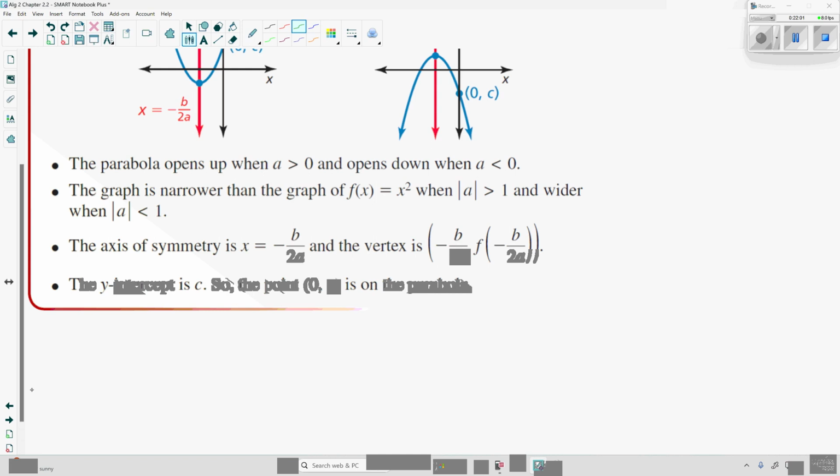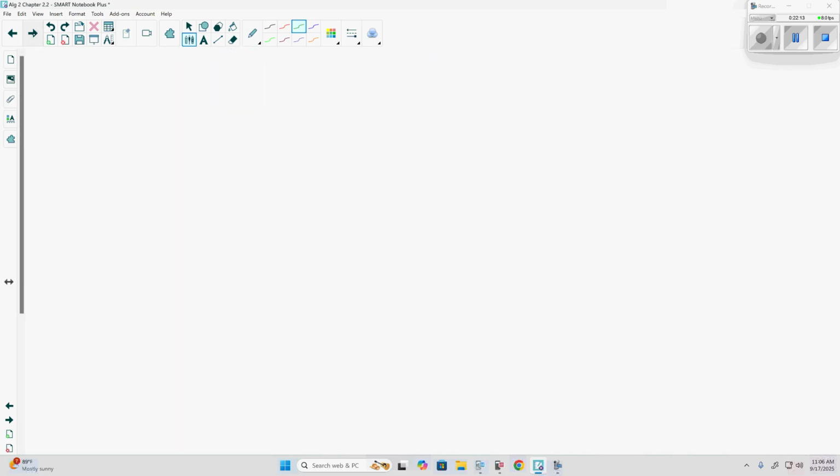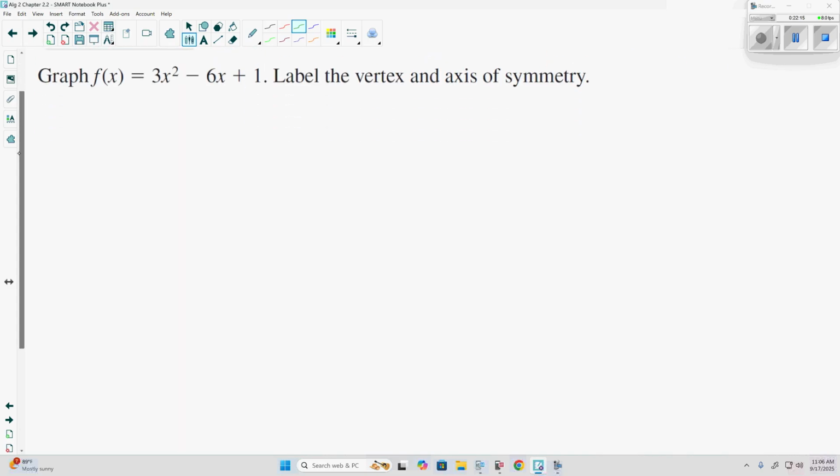Now this x equals negative b over 2a for the axis of symmetry, and negative b over 2a comma f of negative b over 2a seems like there's a lot going on, yes? When we see it and look at this, you're going to see it's not as bad as what you're thinking it's going to be. So when we look at this here, f of x equals 3x squared minus 6x plus 1, ax squared plus bx plus c. A, b, and c are our three terms that these are matching up to.